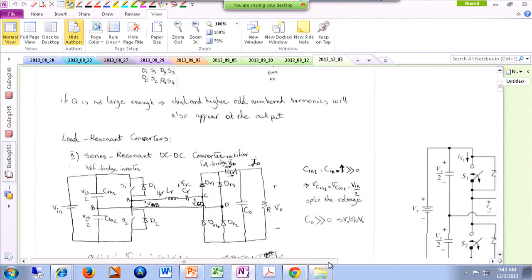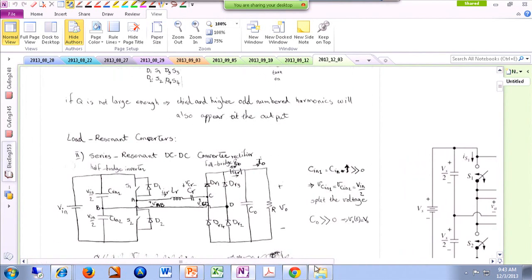Okay. So I have this circuit over here, so please pay attention. We are still covering load resonant converters, and this particular one is a series resonant DC to DC converter. All right. So as I mentioned earlier, we have this half bridge inverter over here, the full bridge rectifier over here. This is our load, and this is where the resonance is actually happening.